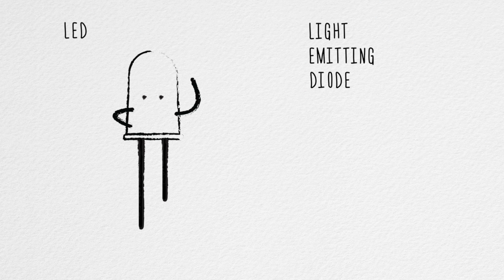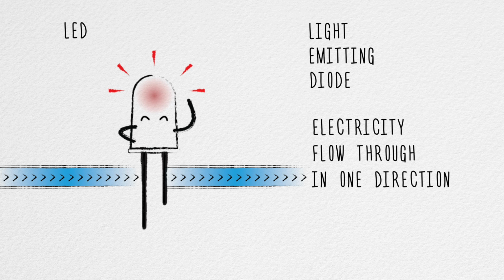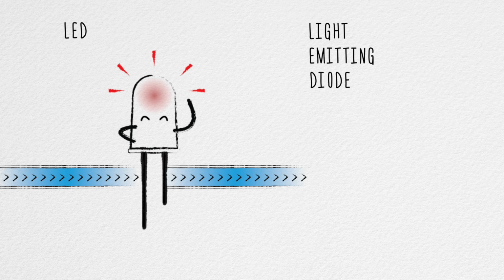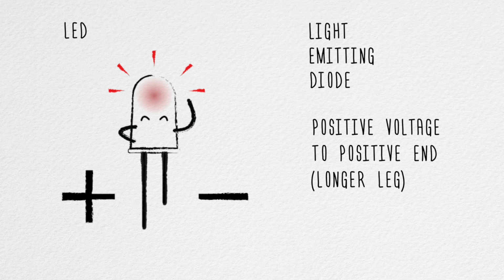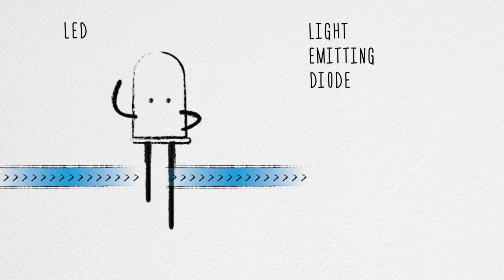Firstly, we have the LED. LED stands for light emitting diode. The light emitting part is obvious. It emits light when current is passed through. The diode bit means it only lets electricity flow through in one direction. This means, if you want to connect an LED to light up, you have to put a positive voltage to the positive end, which is the one with the longer leg, and connect the shorter leg to ground. Connect it the other way around, and it won't light up.